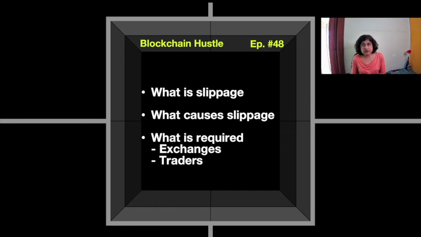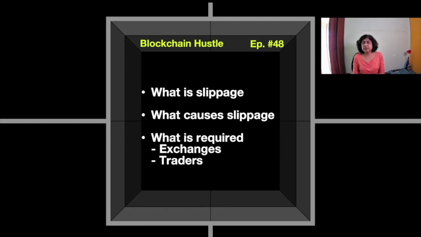Some also have something called concentrated liquidity. In concentrated liquidity, the liquidity providers agree to provide liquidity provided it is in a certain price range. So this does decrease your slippage, but then there is the additional thing of the liquidity providers needing to keep an eye on the price levels, the market prices, so that they can stay in the game.